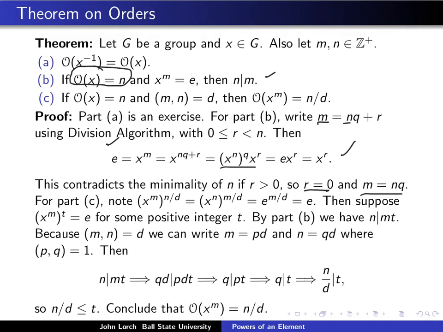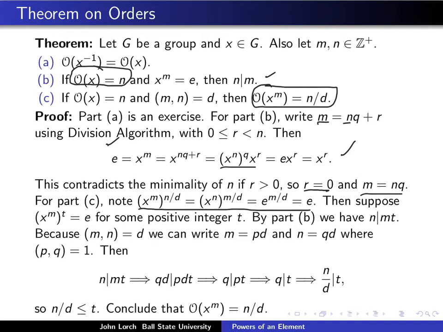So now, moving on to part C, we're trying to show that the order of x to the m is n over d. And so that means that we need to do two things with n over d. First of all, we need to show that x to the m raised to the n over d power is the identity, right? And that's shown right here. And then we need to show that n over d is the smallest positive exponent we can put on x to the m in order to get the identity.